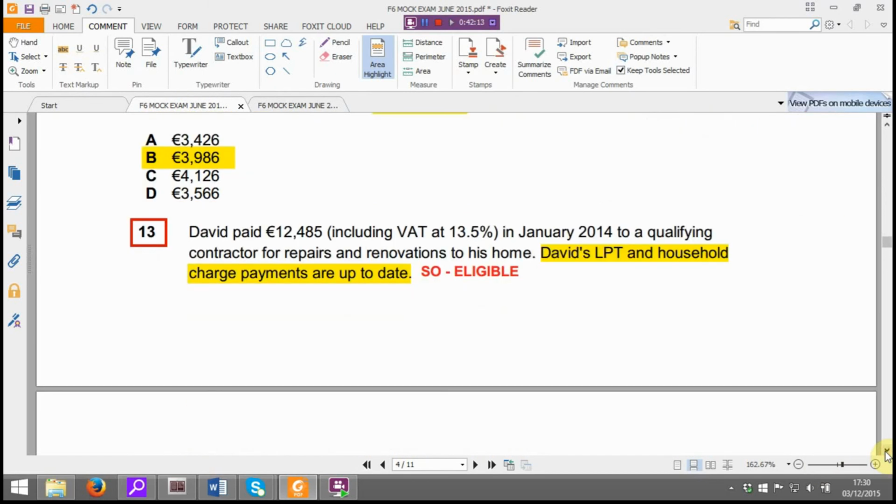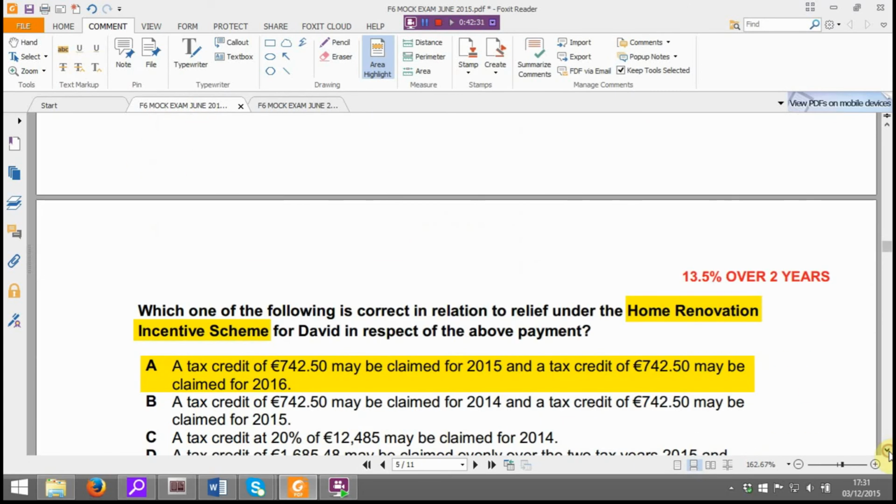Next one here, again, this is a sort of a non-core area, not covered in our class, certainly sort of low priority for me. We've just got this qualifying contractor. We have a repairs and renovations cost, and the question just requires us to detail what amount is going to be deductible under the home renovation incentive scheme. Now, again, that's pretty, for me, it's pretty low key or non-core.